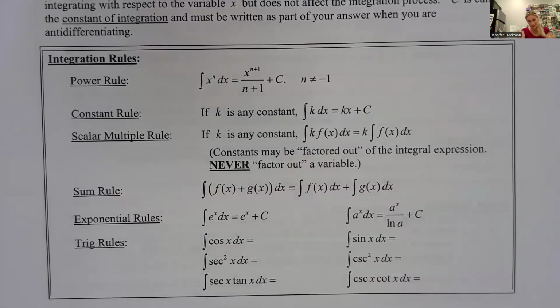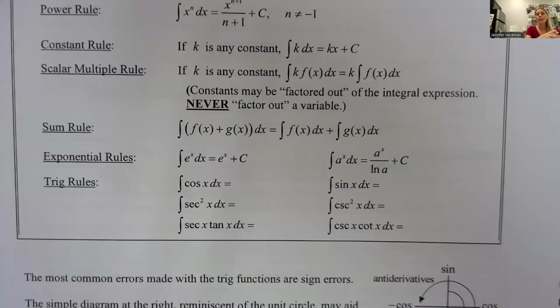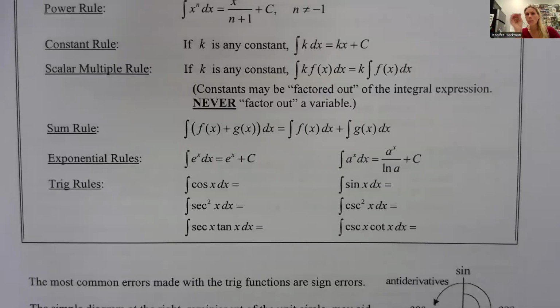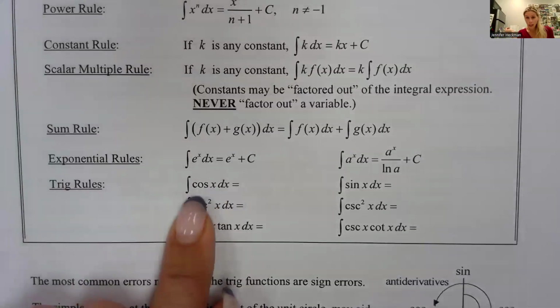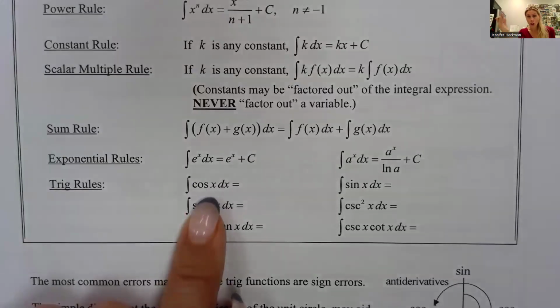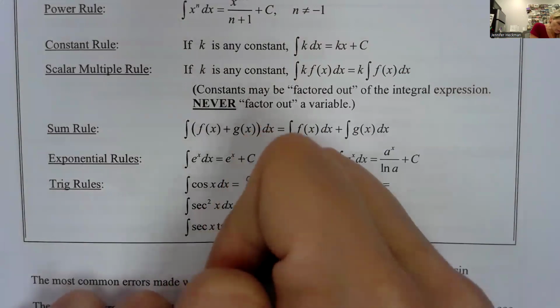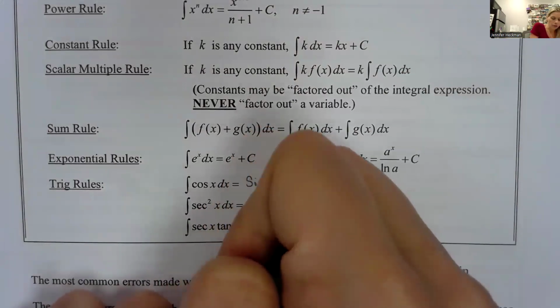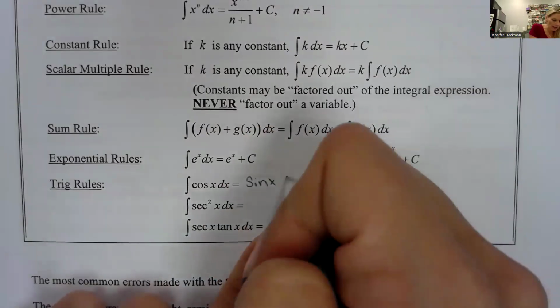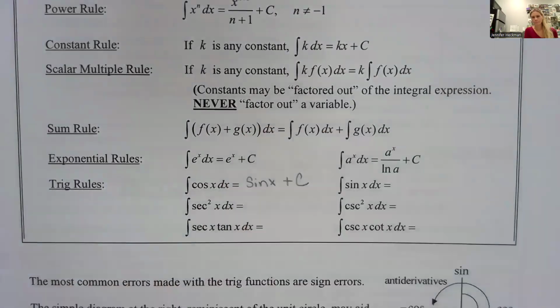Now, trig rules. This is where it gets tricky. We are going backwards. So really in the long run, and I'm going to go through this little by little, and eventually you're going to memorize it and it just comes out. So we're asking ourselves, what function, when you take the derivative, you get cosine? So what trig function do you take the derivative of and get cosine? Well, hopefully you were saying right now, sine x. Now don't forget, this is indefinite, so I have to have a plus c.